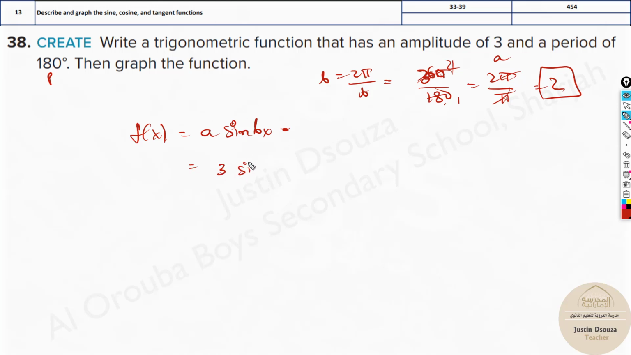So it is 3 sine. Whatever the value given, we take the modulus, so it will be positive 3 sine. What is the b value? It's 2. And over here, we write it in terms of x or theta. It's fine. This is the function. Now, if you want to graph, just put this in the calculator and graph it. We have done it before. I'll just do it again.